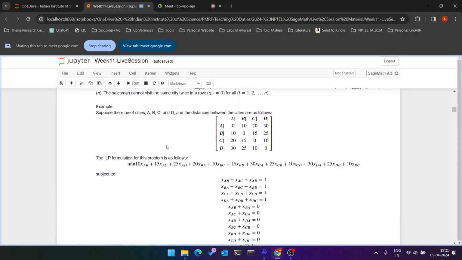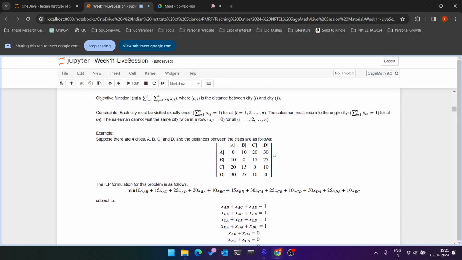An example of the following could be thought of as follows. Suppose there are 4 cities A, B, C, D, and the distances between them are given below. So these are the distances. A to B is say 10, A to C is 20, A to D is 30, B to C is 15, and so on and so forth. You can also notice that all the diagonal terms will be automatically 0, and because it's a distance matrix, this overall distance matrix is symmetric as well as non-negative.